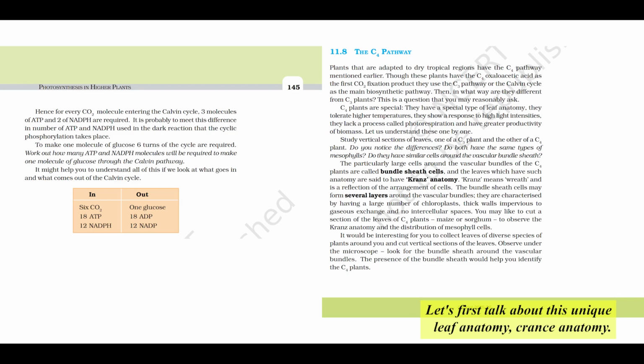Let's first talk about this unique leaf anatomy, Kranz anatomy. The term Kranz is German for wreath, and it perfectly describes the arrangement of cells. If you were to take a cross-section of a C4 plant leaf, like maize, and look under a microscope, you'd see a distinctive feature, particularly large bundle sheath cells. These cells form one or more dense layers tightly packed around the vascular bundles, the veins of the leaf, creating this wreath-like pattern.